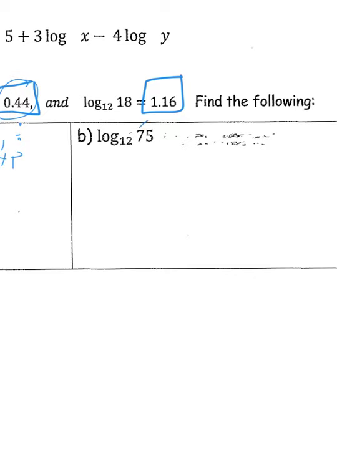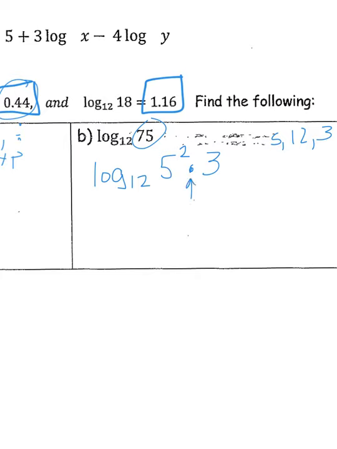So now we got 75, so we have to use 5s, 12s, and 3s to somehow get a 75. Well, 12 does not go into 75 at all. But 5 times 5, which is 25, times 3 does give me 75. So we're going to write this as log to the base 12 of 5 squared. That way we practice a property with the power property. And we're going to multiply that by 3. So 5 squared is 25, times 3 is 75.